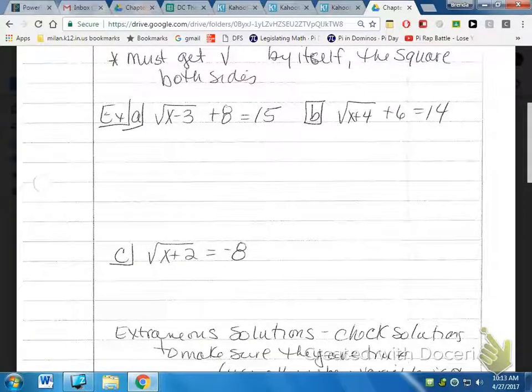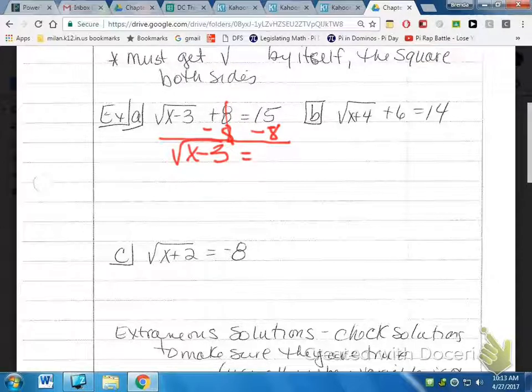Example A is radical x minus 3, plus 8 outside the radical, equals 15. If you go by what is up there with an asterisk, you must get the radical by itself. So that plus 8 should not be there. That just means I'm going to subtract 8 from both sides of the equation. And when you do that, you get radical x minus 3 equals 7. That's good. Get the radical by itself.